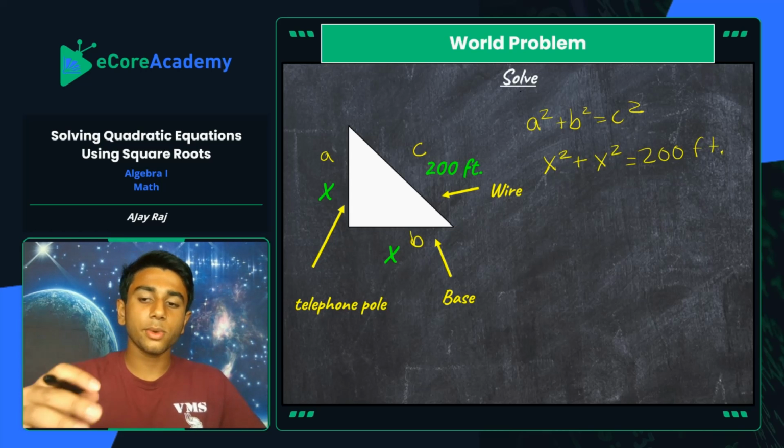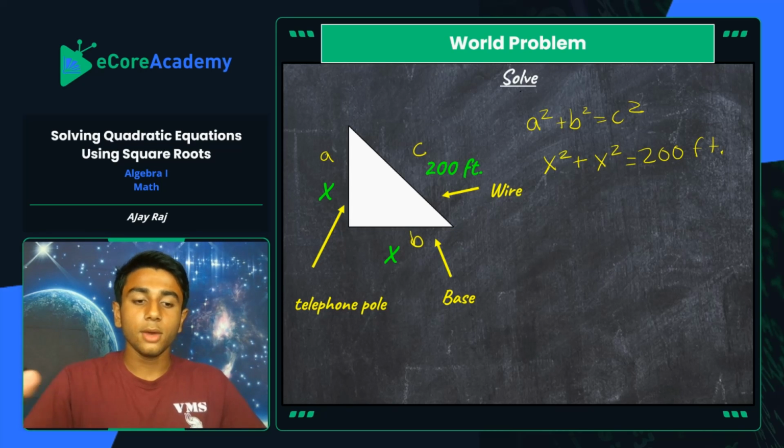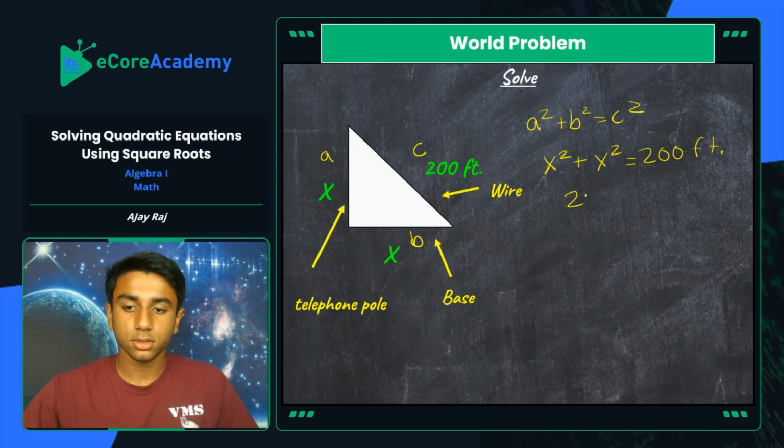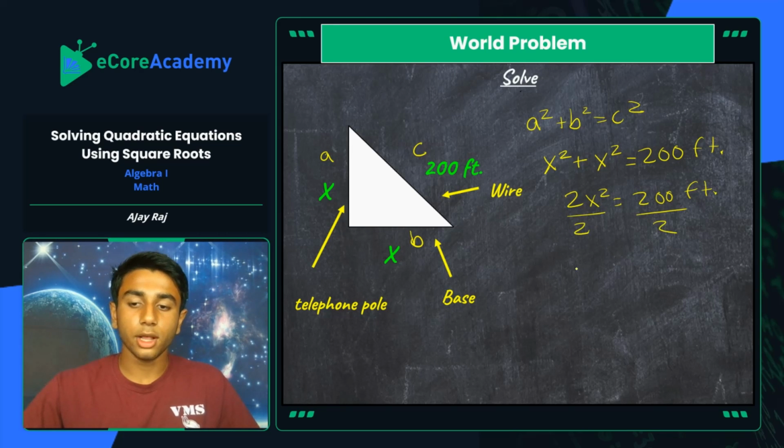Now, since we have x squared plus x squared, we can just add together the x squared. So we get 2x squared in this case. Then we're going to isolate x squared on the left-hand side, so we divide both sides by 2, and we're left with x squared equals 100.